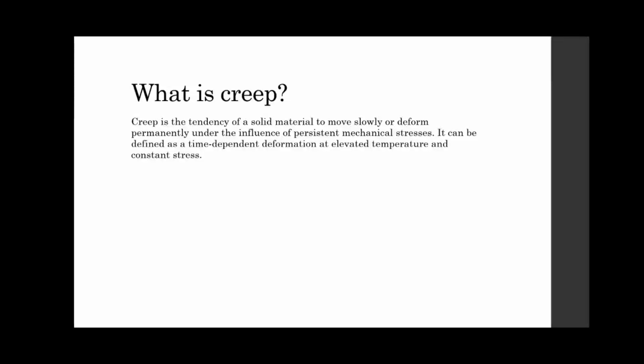First, what is creep? Creep is a tendency of a solid material to move slowly or deform permanently under the influence of persistent mechanical stresses. It can be defined as a time-dependent deformation at elevated temperature and constant stresses. Normally, creep occurs when vacancies in the material migrate towards grain boundaries that are oriented normal to the direction of the applied stress.